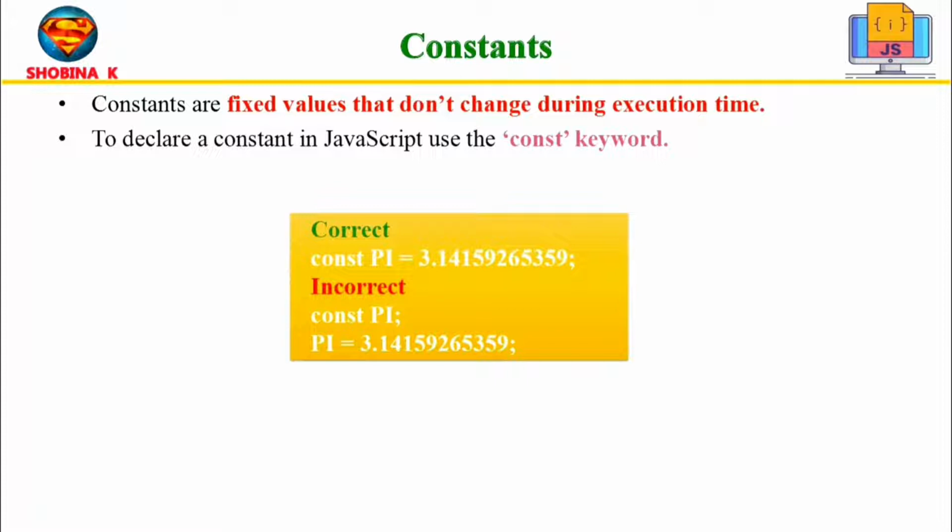Variables defined with the const keyword cannot be redeclared or reassigned. Constants are fixed values that don't change during execution time. To declare a constant in JavaScript, use the const keyword. Const variables must be assigned a value when they are declared. So always declare a variable with const when you know that the value should not be changed.